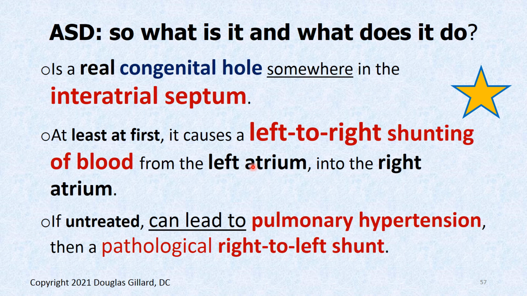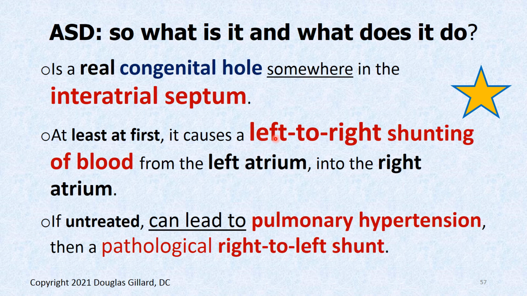What is it, and what does it do? It's a real hole in the interatrial septum, and I assume you know the anatomy. You have to watch that video, which I said way back at the beginning. At first it causes a left to right shunt. And everybody, I should add more stars here, everybody gets this messed up because they think, oh, hole in the heart, pathological right to left shunt. No, you've got to think where the pressures are. At first you have a left to right shunt because the pressure is higher in the left side of the heart than the right.